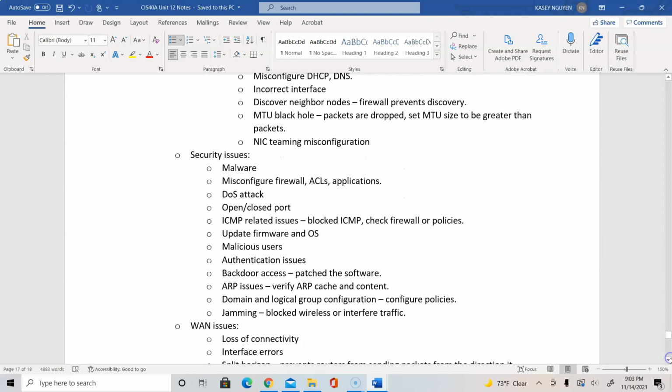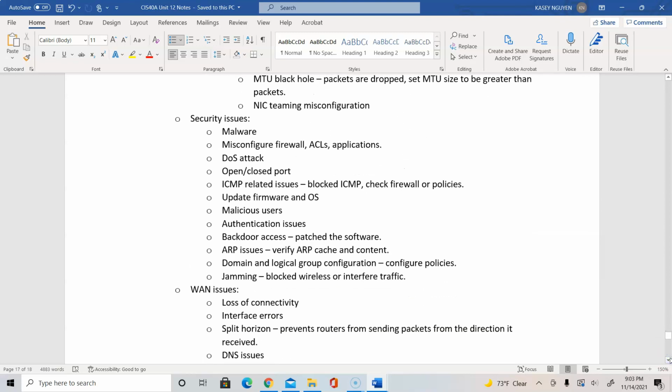Then we might have security issues where we have infection of malware, misconfiguration of firewall or ACLs, application attacks, open or closed ports creating vulnerability, ICMP, malicious user authentication, backdoor access, and so on. So I added some of the recommendations on how to resolve some of these problems.